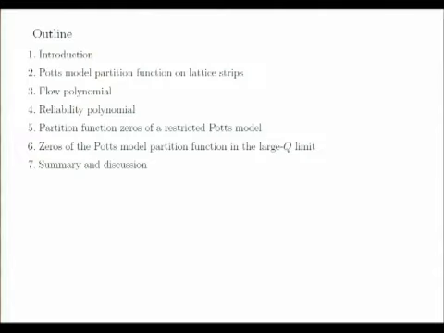We will consider the Potts model partition function on lattice strips, and we know that the flow polynomial and reliability polynomial are a special case of the Potts model partition function. And we also consider a restricted Potts model. Here, restricted means we consider the two variables of the Potts model satisfy the two-dimensional phase transition condition, and we look at the zeros. And we also consider the zeros of the Potts model partition function in the large Q limit. Here, Q is the number of states of the Potts model.